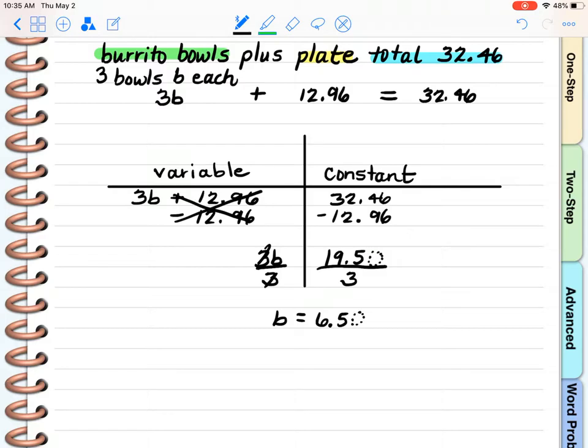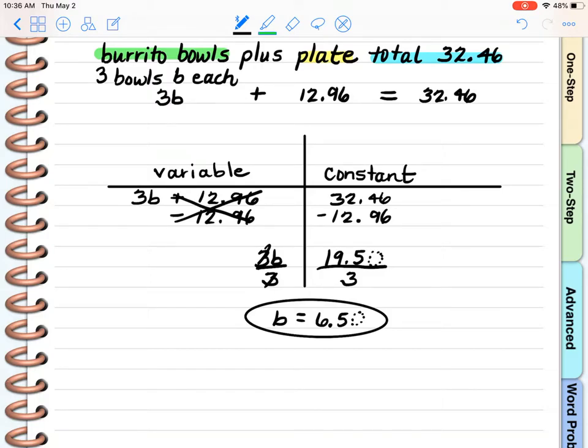And this is why I like to use letters that make sense. Some teachers use X for everything, and that's okay. A variable can be anything. But to me, the variable should make sense. It should be the unit that I'm looking for. So in this case, we used a B for bowl. Price for 1 bowl is $6.50.